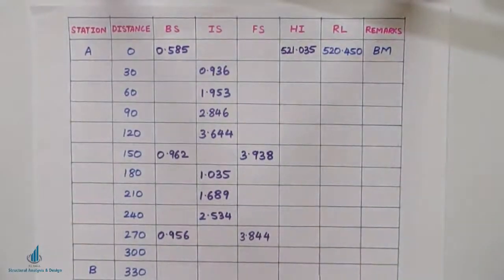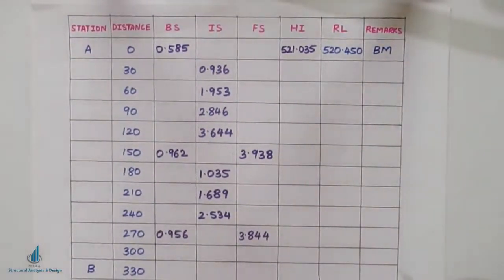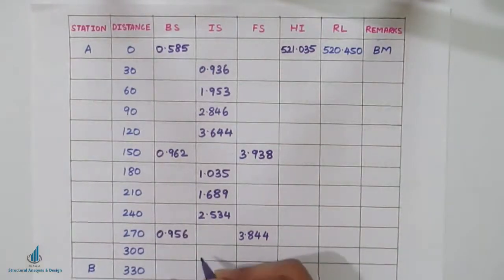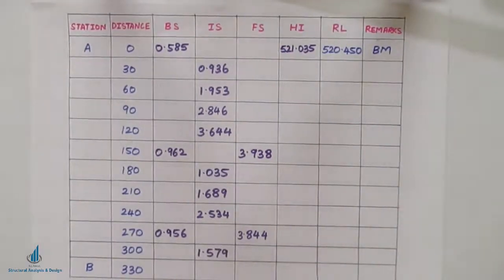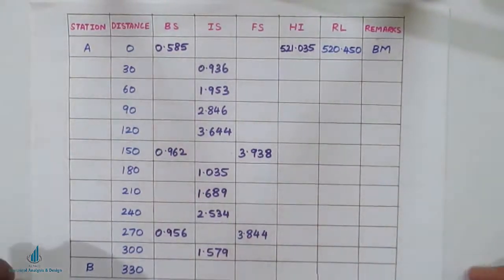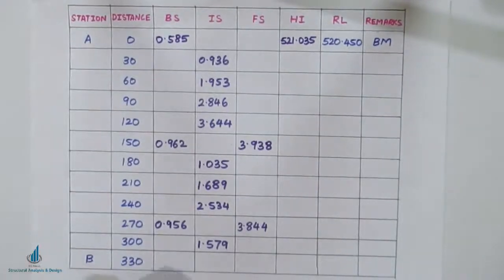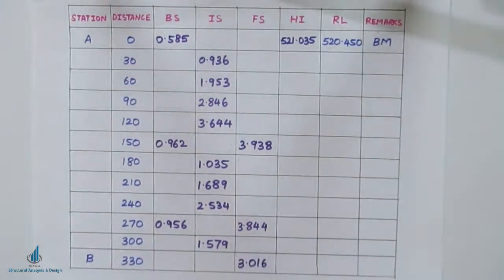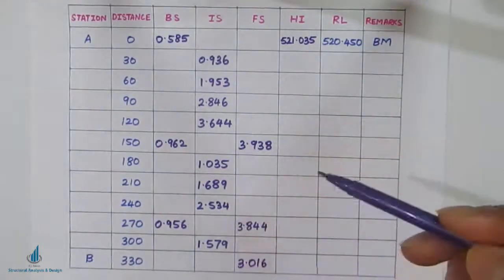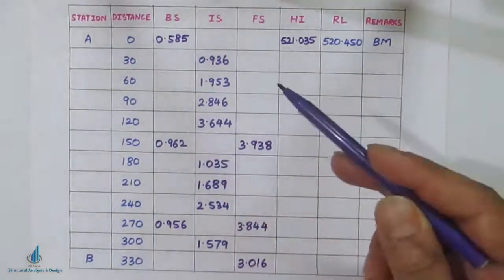Then the next intermediate sight reading is 1.579, and then the last reading. Like the start of the leveling survey, where the first reading is on backside, the surveying always ends at the foresight. So the last reading will be on foresight, 3.016. So this is the entry of the staff readings in the BS, IS and FS columns.